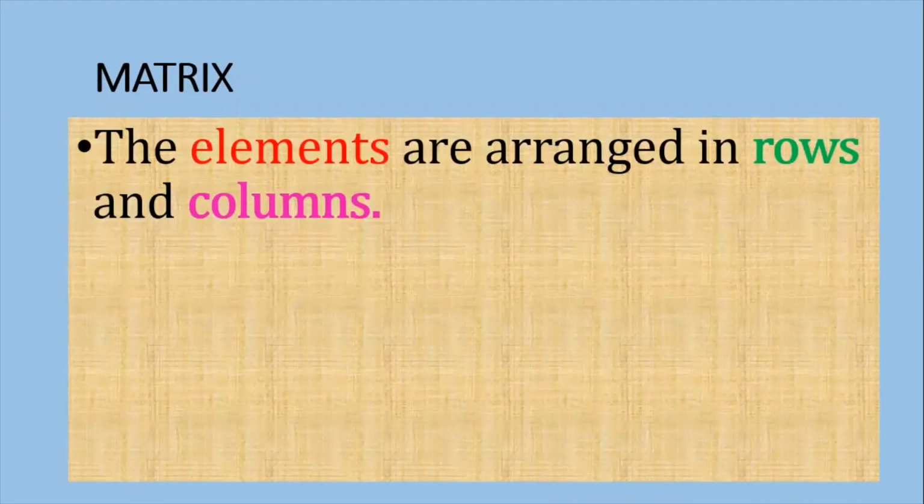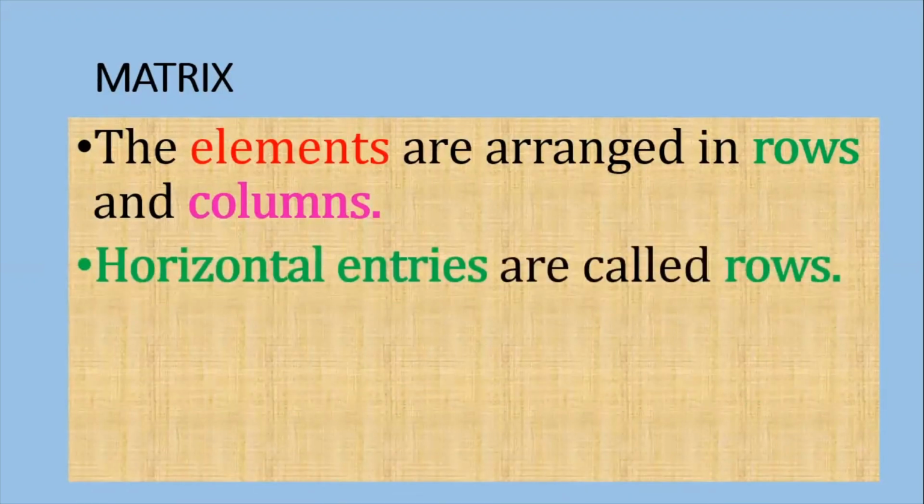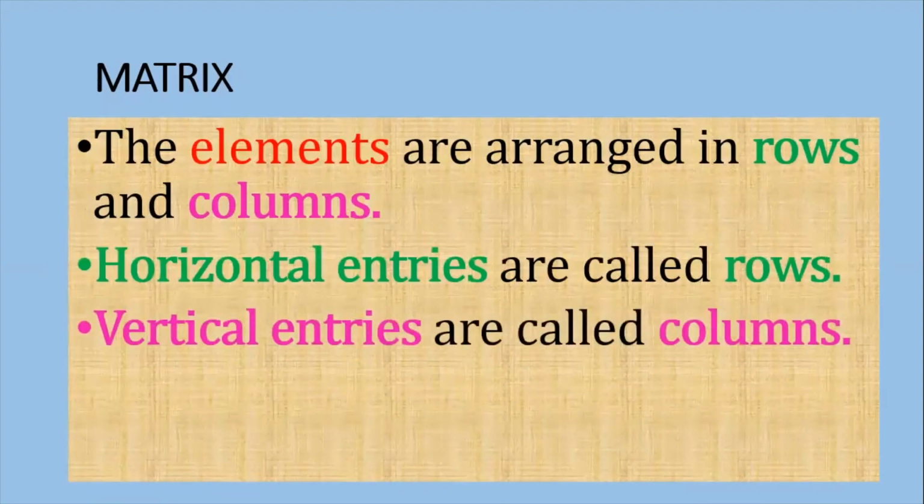Right, so we know that each number of a matrix is called an element. But these elements, how are they arranged? They are arranged in rows and columns. What are rows? Rows are simply the horizontal entries. And columns will be the vertical entries.